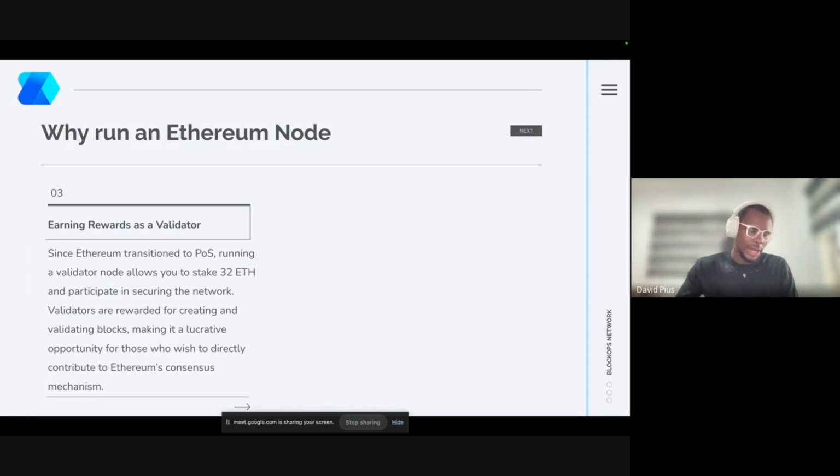So we'll also move towards the rewards. I will be talking more about how the rewards are distributed, or how you get to earn these rewards.